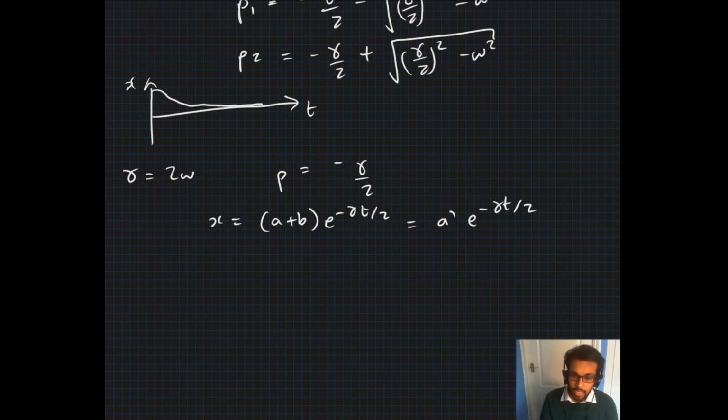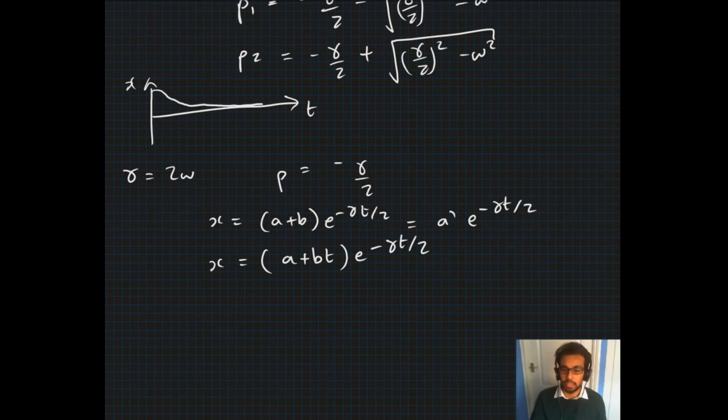So it actually turns out that t e to the minus gamma t over 2 is also a solution, and you can go and check that by substituting it back into the equation for damped simple harmonic motion. And so the general equation for the solution is actually a plus b times t, so we've just changed this a prime into an a again, without any loss of generality because they're just constants. a plus bt times e to the minus gamma t over 2. So once again, a and b here are fixed by the initial conditions.